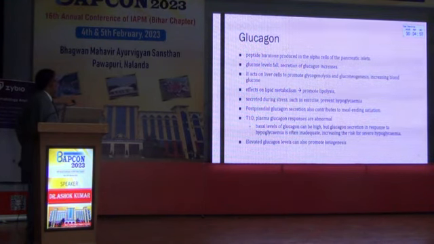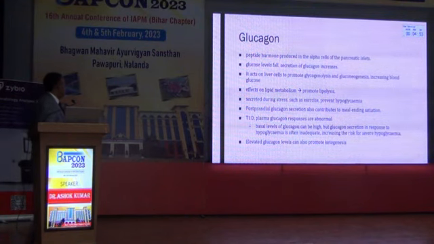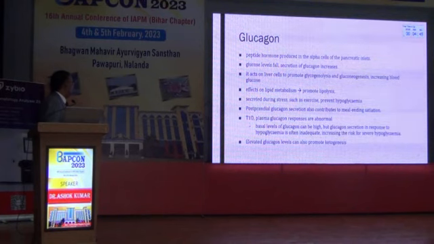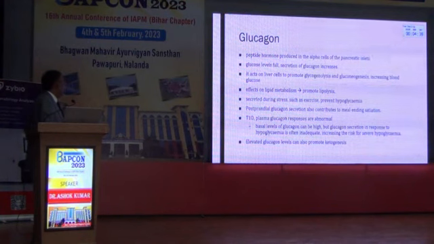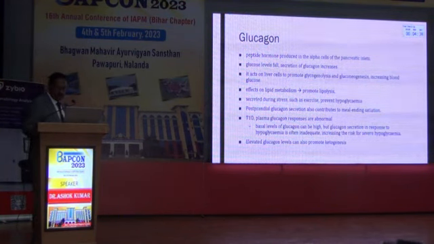In type 1 diabetes, plasma glucagon responses are abnormal. The basal level of glucagon is high, but the glucagon secretion response to hypoglycemia is inadequate. This increases the risk of severe hypoglycemia. Elevated glucose level can also promote ketogenesis, leading to diabetic ketoacidosis.